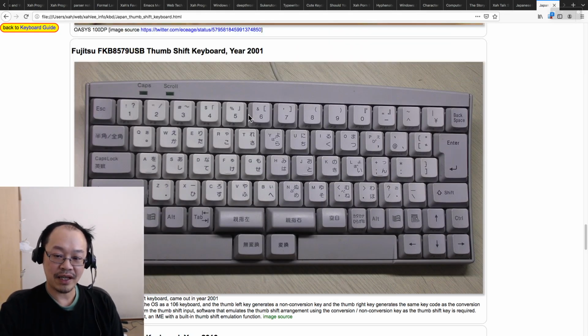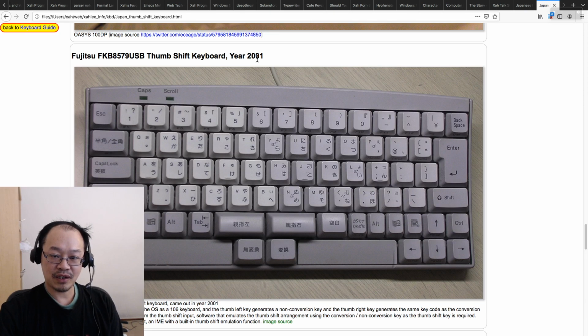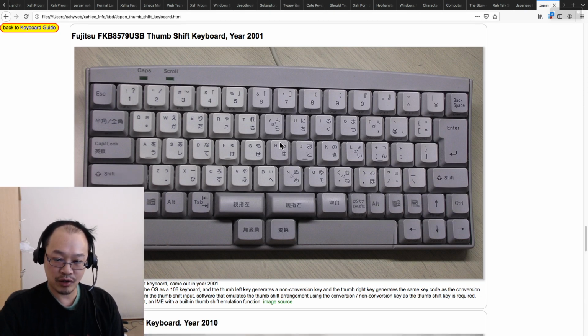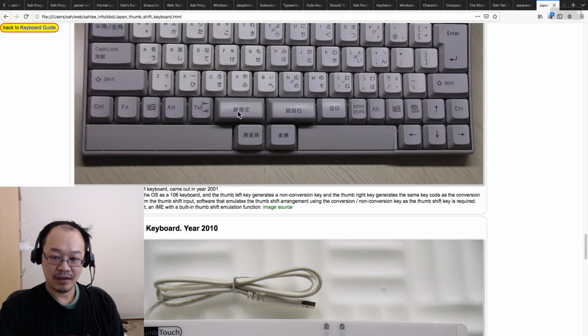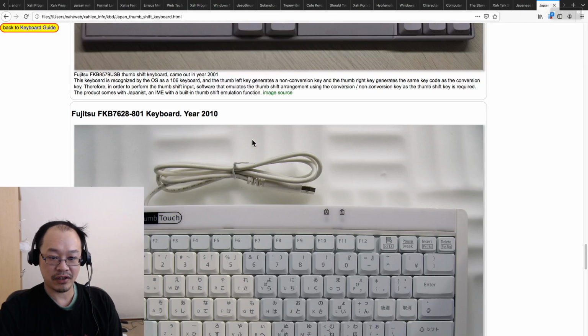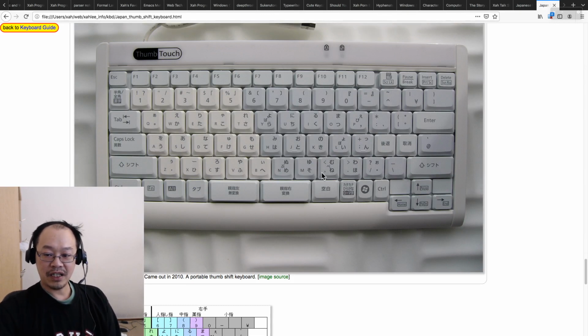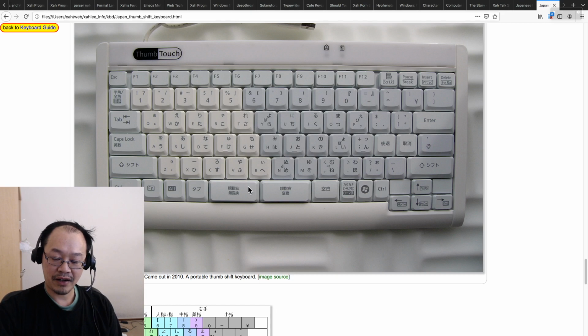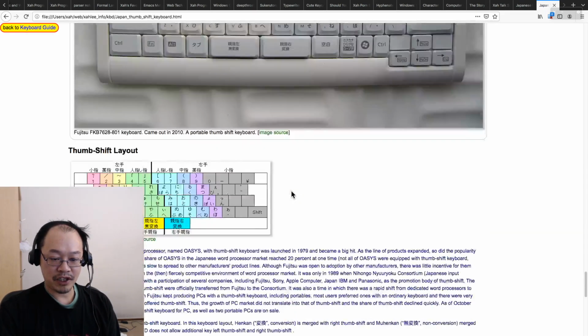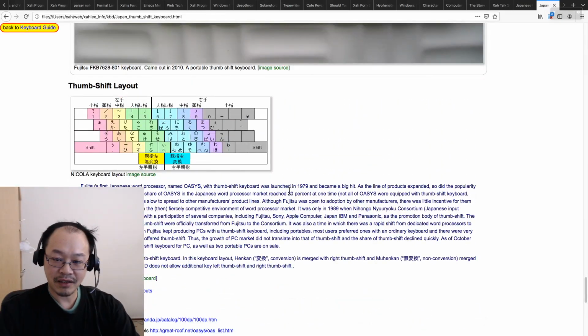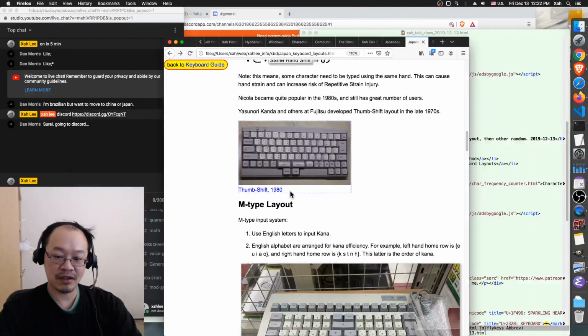So you have this model from the year 2001 from Fujitsu. All these are from Fujitsu. You have left thumb shift, right thumb shift. You have these conversion and no-conversion keys. Then you have a modern version. This one is from 2010, the thin laptop-style keyboard. So you have, again, left thumb shift and right thumb shift. So we're going to talk about that. This particular one is called thumb shift.